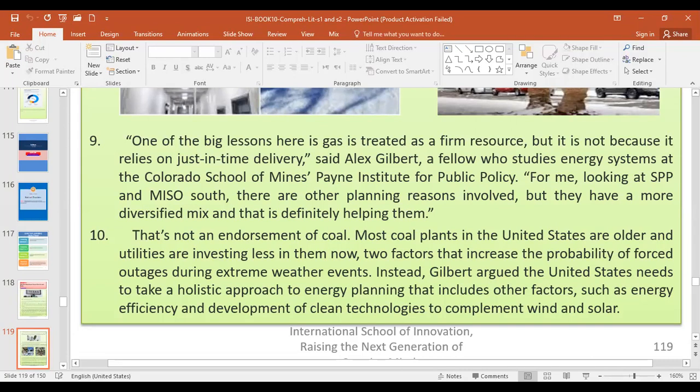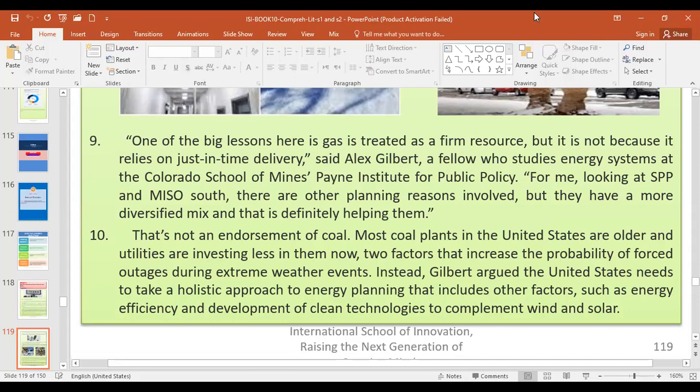Okay. Paragraph 10, Michael. Sorry. Would you please read paragraph 10? That's no endorsement of coal. Most coal plants in the United States are older and utilities are investing less in them now. Two factors that increase the probability of forced outages during extreme weather events. Instead, Gilbert argued the United States needs to take a holistic approach to energy planning that includes other factors such as energy efficiency and development of clean technologies to complement wind and solar.